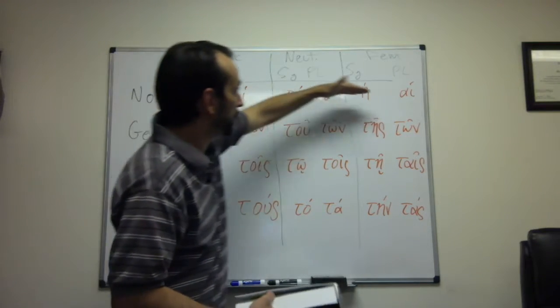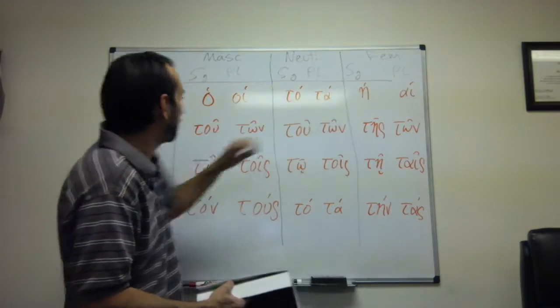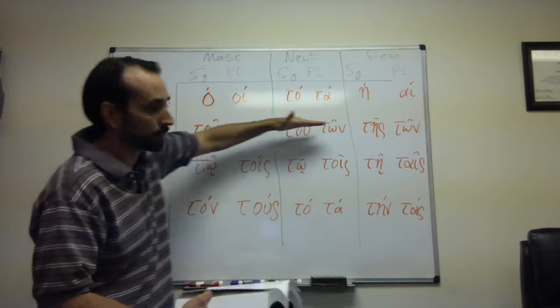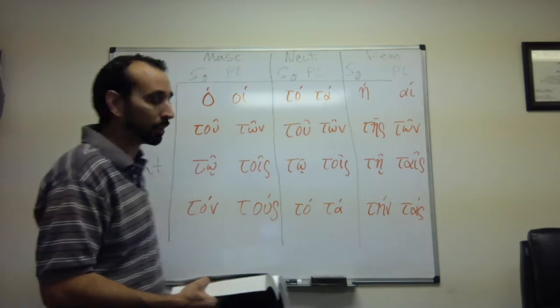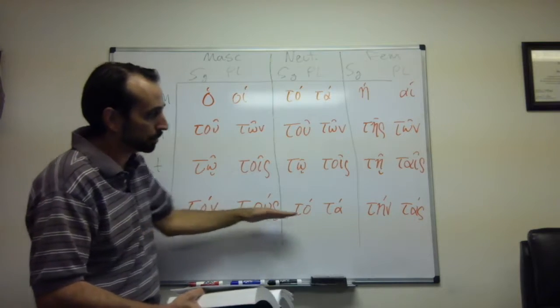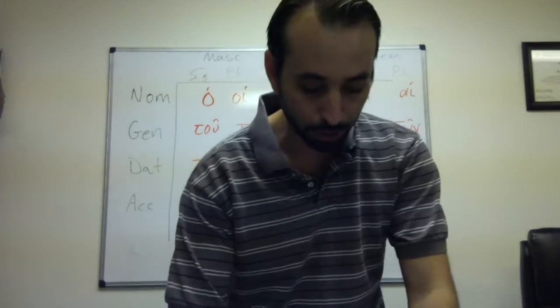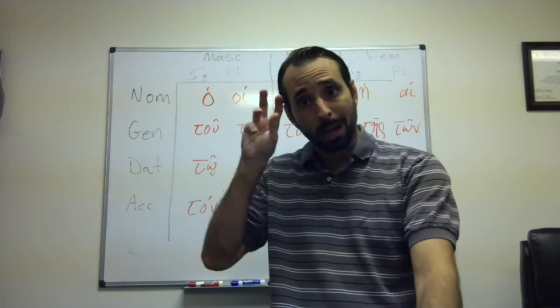So these are the nominatives and the masculine plural, masculine, neuter, feminine. These are your genitives right through there, that second column. The third column are your datives. And then the bottom column is your accusatives in those three genders for the article. So you memorize that chart.